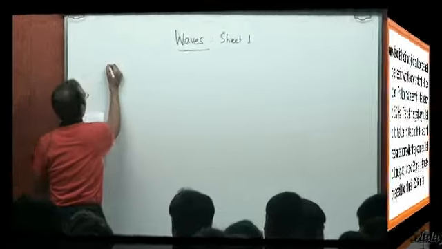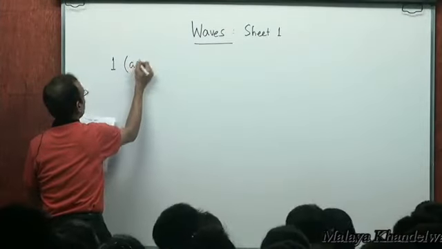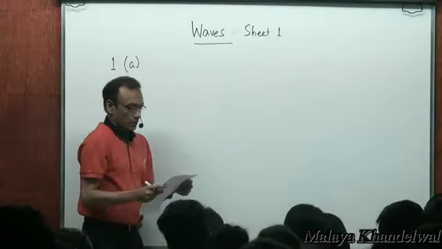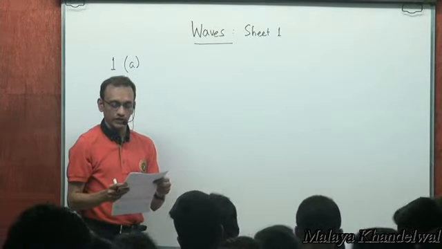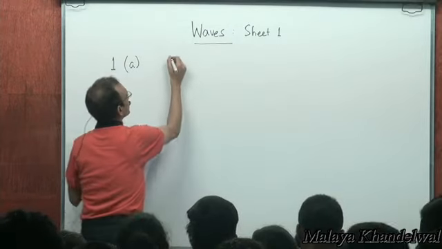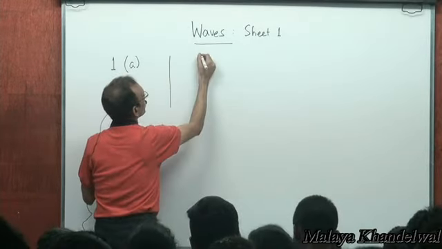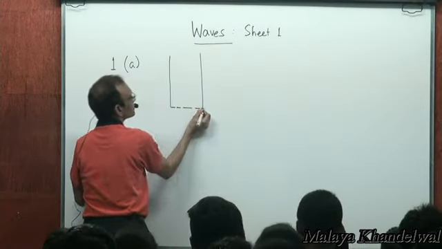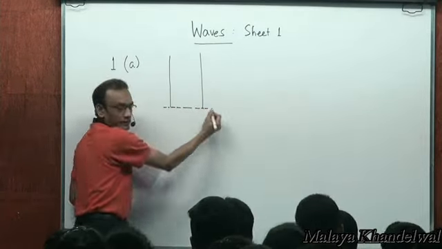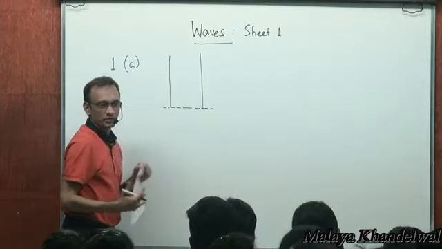Right, so the first problem, 1A: a piston fitted in a cylindrical tube of cross-sectional area, with the other end of the tube open. So, the piston is fitted at this end, and this end is open. Clear?